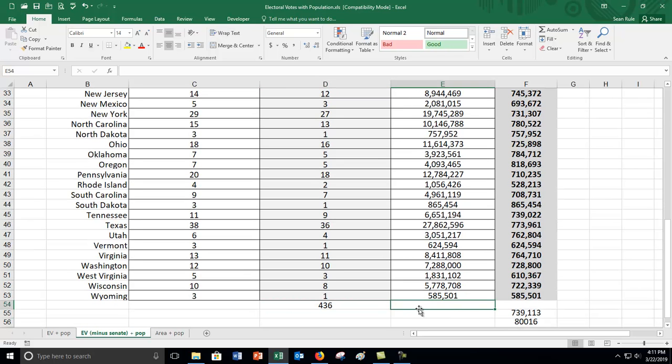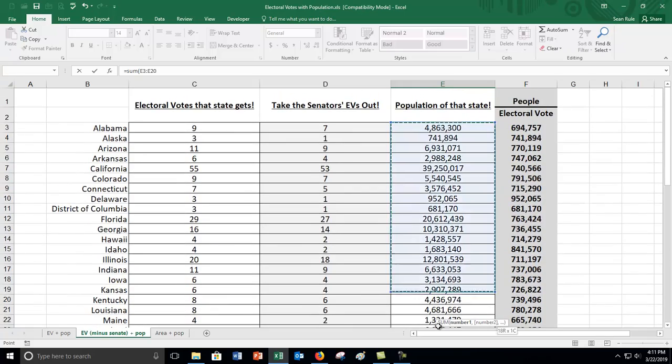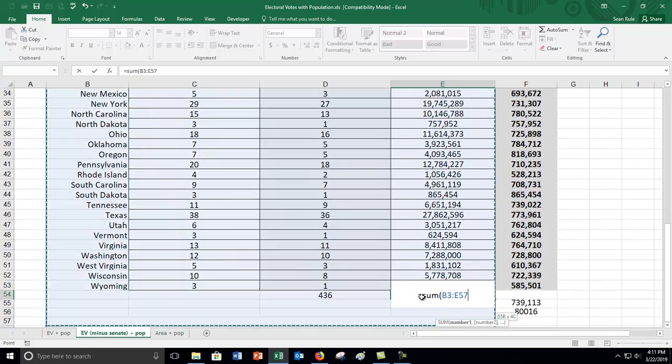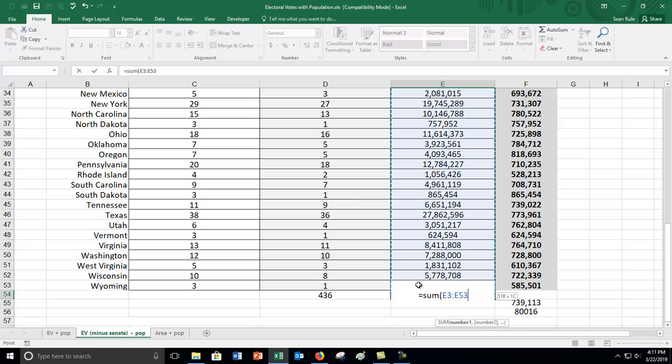Okay. Now what I'm going to do is equal the sum. I'm going to add up the entire population of all the states together. All right, here we go. Boom, boom. Where are you? There we go, right there.